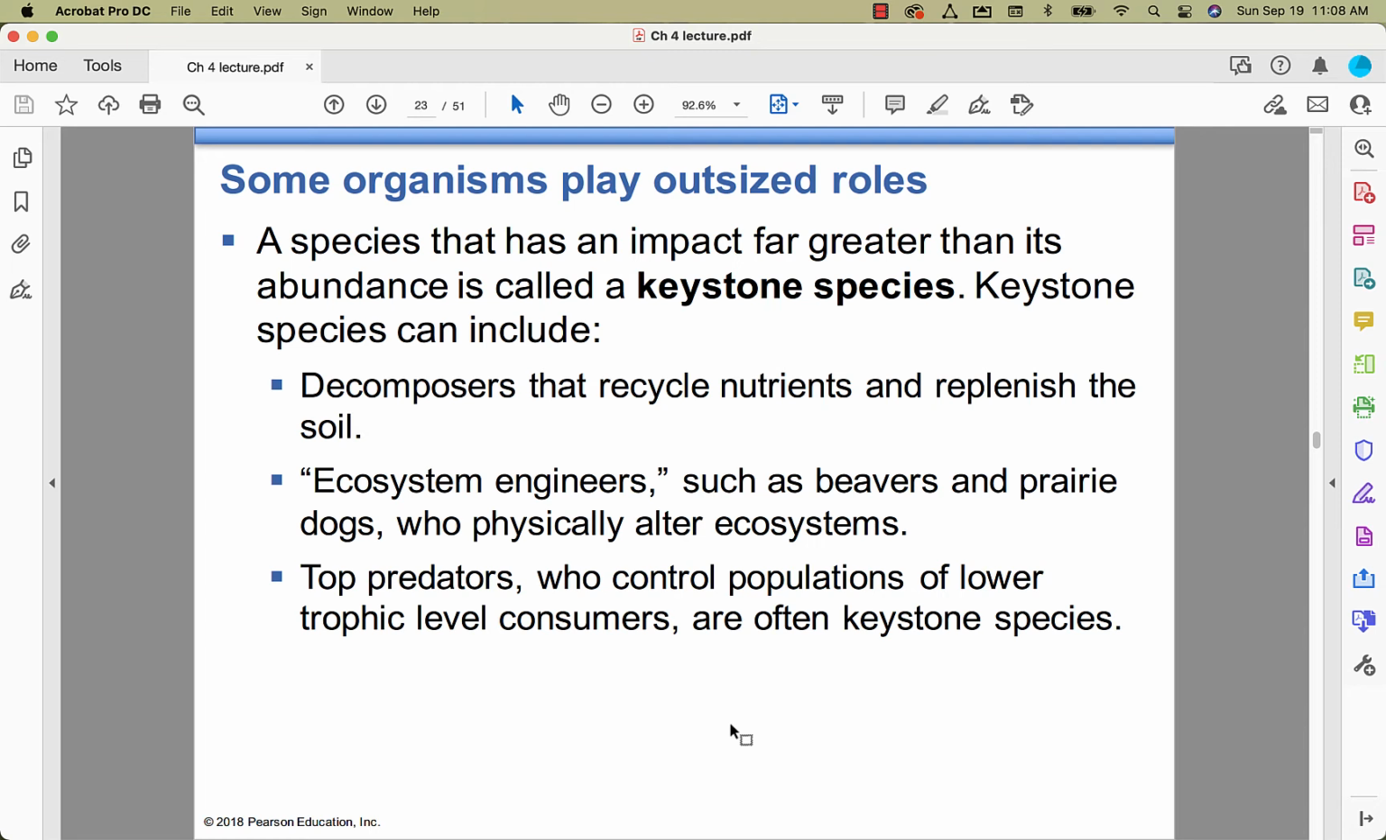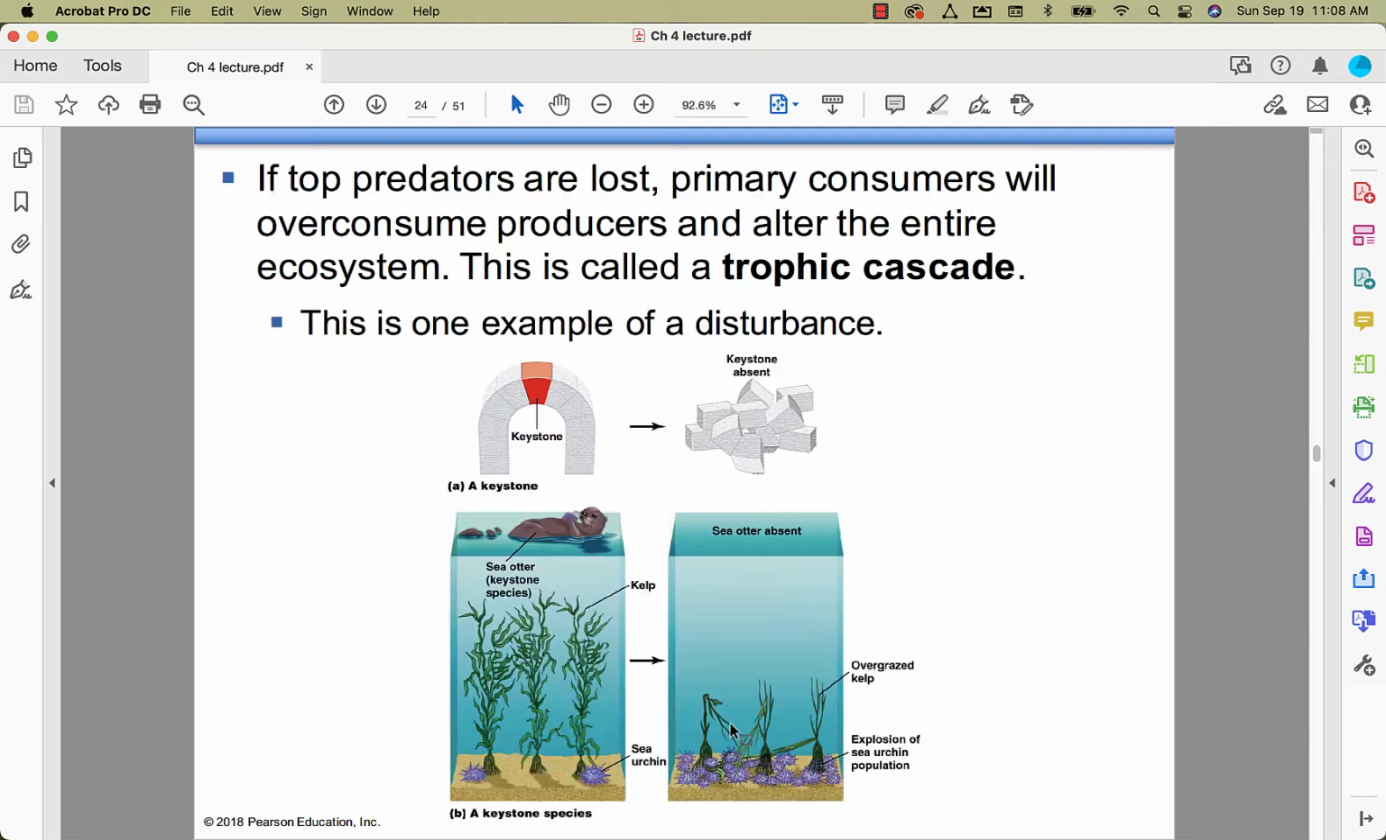They call them ecosystem engineers. Beavers and prairie dogs physically alter their ecosystems. And some top predators do a really good job of controlling lower level consumers. Okay. So here's why they're called the keystone species. If you think about architecture, a keystone is the stone that keeps the arch up. If you pull out that keystone, the arch collapses. The arch can't stand up.